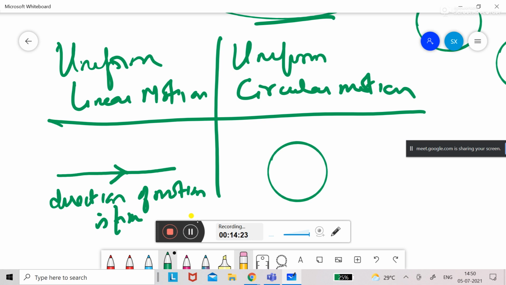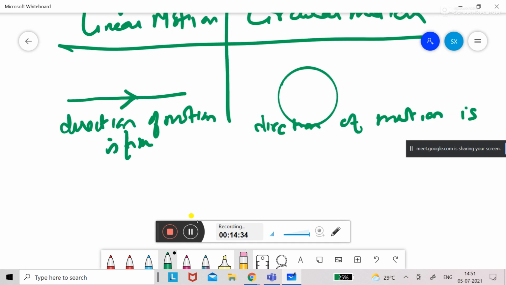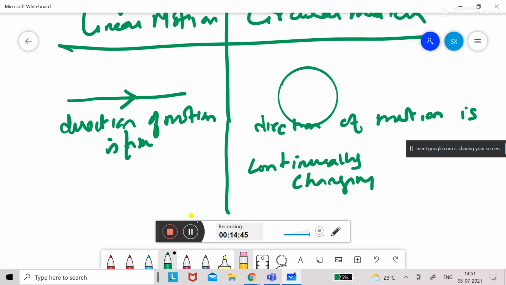But in circular motion, the direction of motion is continuously changing. What will you write here? The direction of motion is continuously changing. Continuously, C-O-N-T-I-N-U-O-U-S-L-Y, children. Put the spelling correctly.